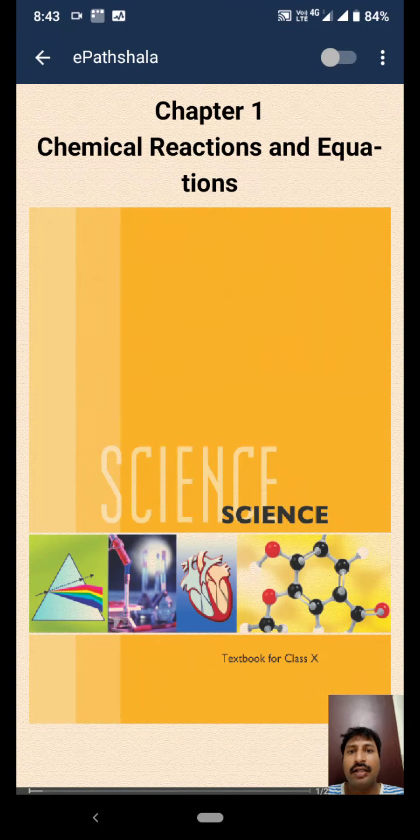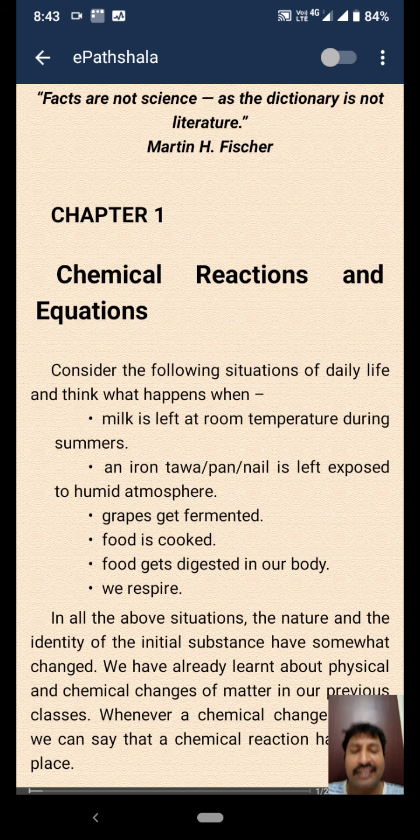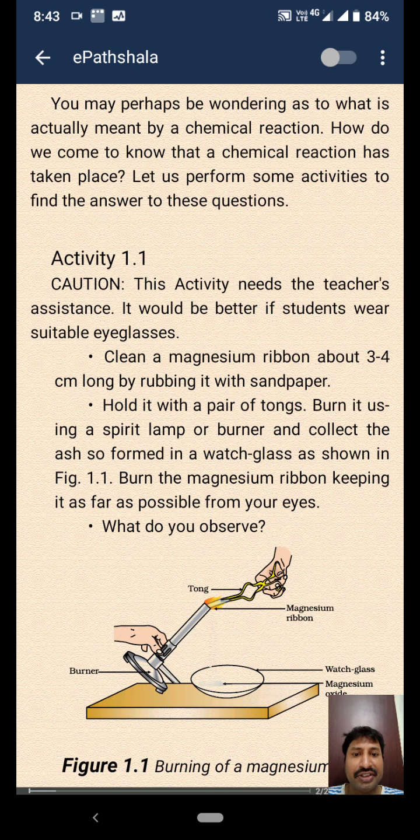Welcome all. A small revision in chemistry part for 10th standard CBSE. Chemical reaction and equation as first. Chemical reaction: anything which reacts and gives a product, we call it a chemical reaction. Example, grapes, food is cooked, and that is what the first page given in your textbook.